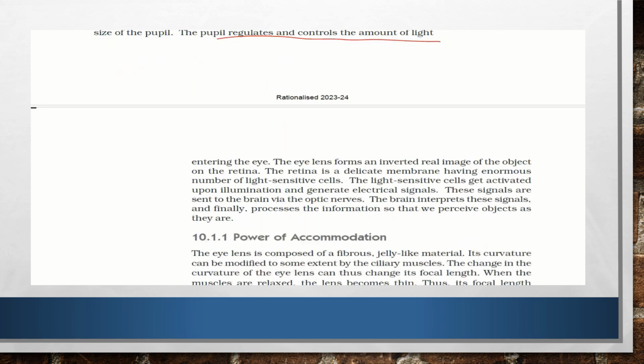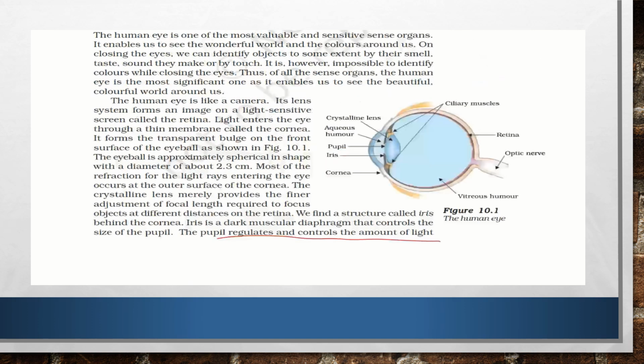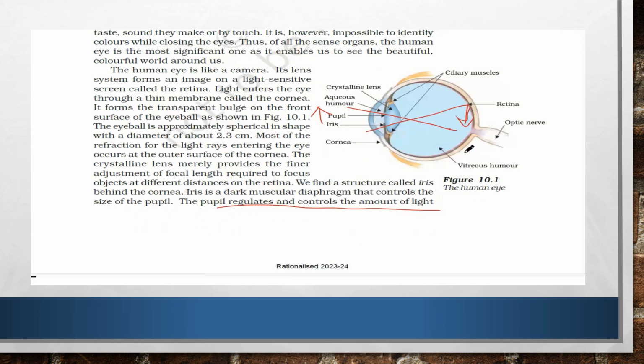It's clear to us. So the amount of light which is entering the eye has been controlled by the pupil. Now what is happening? The eye lens forms an inverted real image of the object on the retina. So here an inverted image is formed on this retina. Suppose they are viewing an object like this. So an inverted image is formed on the retina, as we have studied in the lens.